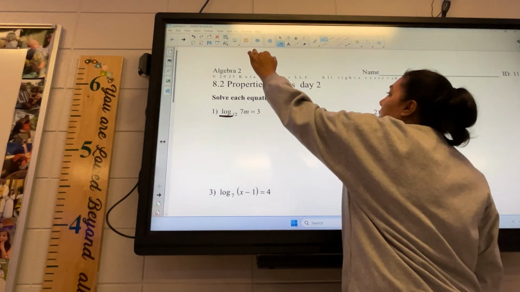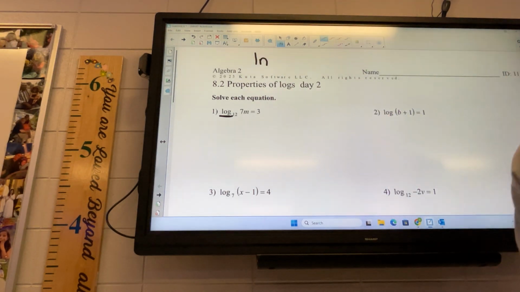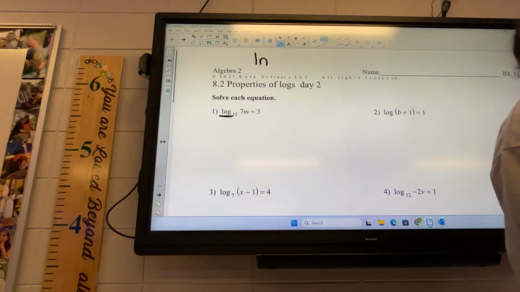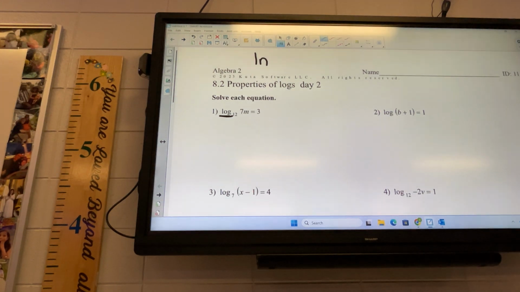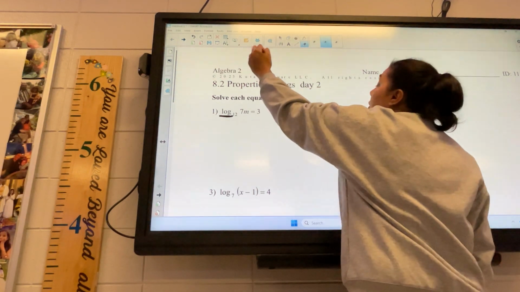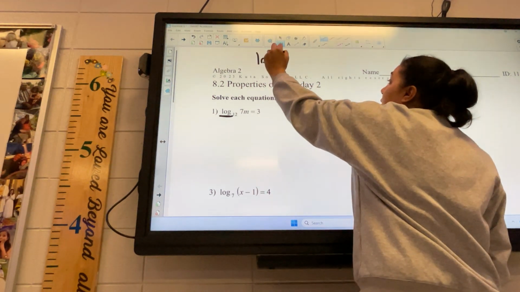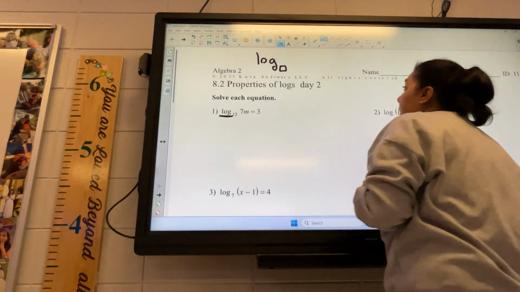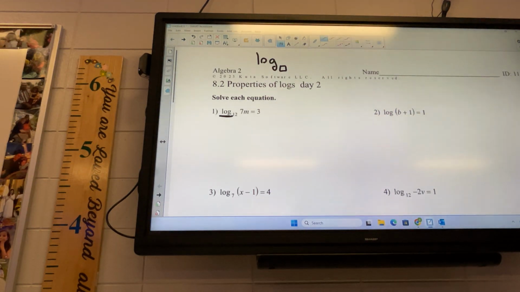Okay, what about this one? What's this one mean? ln, which is a natural log, okay? So those are the differences between the two. Today it's the same as yesterday, nothing crazy's going on. If there's no number for the base, what number is there? 10. A 10, okay? All logs have a log base 10.